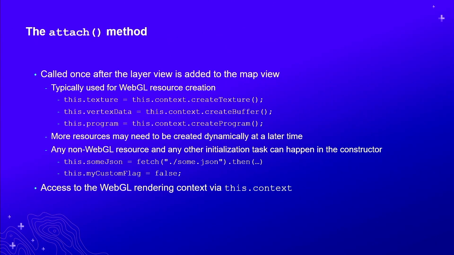Method attach, as the name implies, is called when the layer is being added to the view or when the view gets initialized. This is really where it is advised to initialize the different resources, particularly the WebGL resources. This is where textures should be created if they are static and don't really change. Buffers, of course, shader programs, and it's also the place to fetch resources that might take a while to fetch. The rendering context should be, and is, accessed through the this.context property on the layer view.